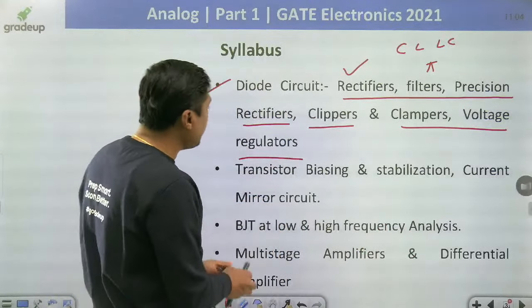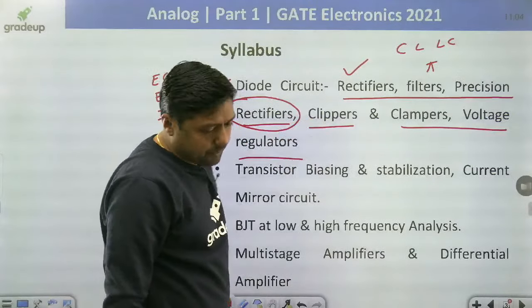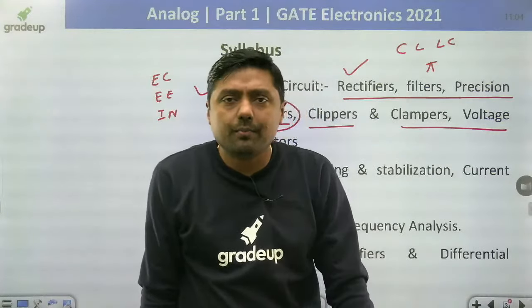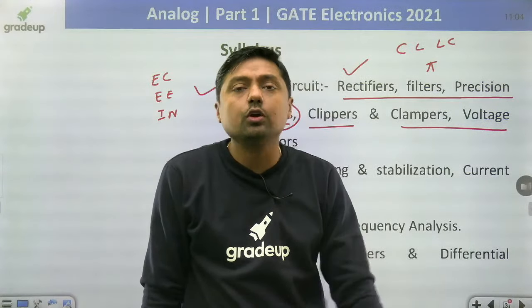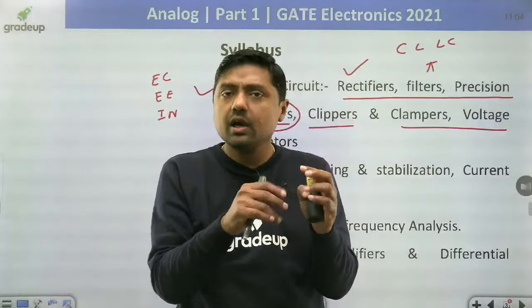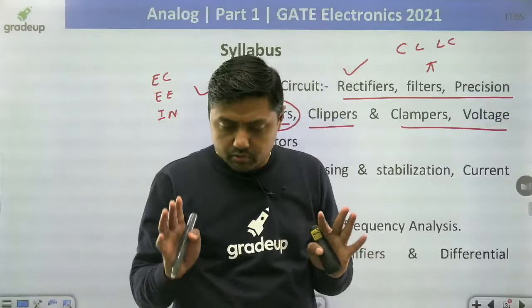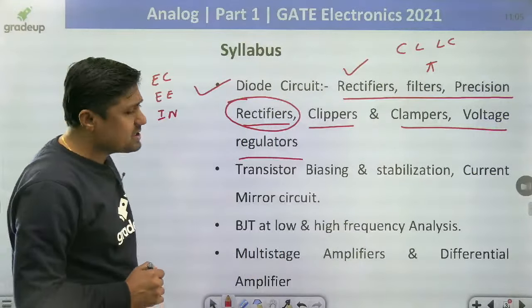Then precision rectifiers, meaning by using an operational amplifier. Then clippers and clampers: positive clamper, negative clamper. Mainly we get questions on 2-level clippers, meaning in a particular circuit there will be 2 diodes and then they will ask a question. Okay. Next one, voltage regulator.